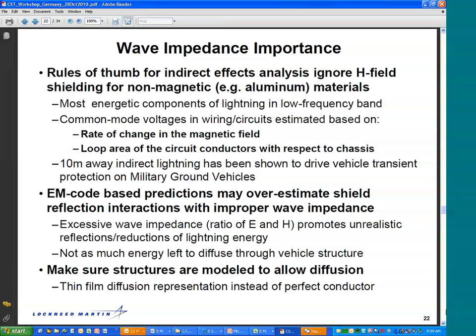So getting the wave impedance right is particularly important when looking at these nearby strikes where you didn't get struck directly. You can use the codes and tools, and you need to make sure you have the thin film representation of the structure so you allow the diffusion to occur. If you just assume it's perfect, or if you don't properly assign material in the model, it will assume that you did not have diffusion as an interest in your model and will ignore that effect.